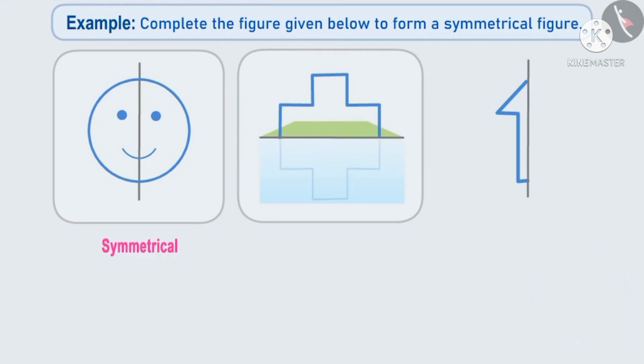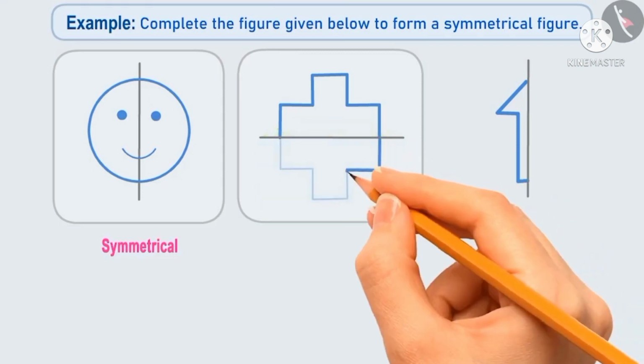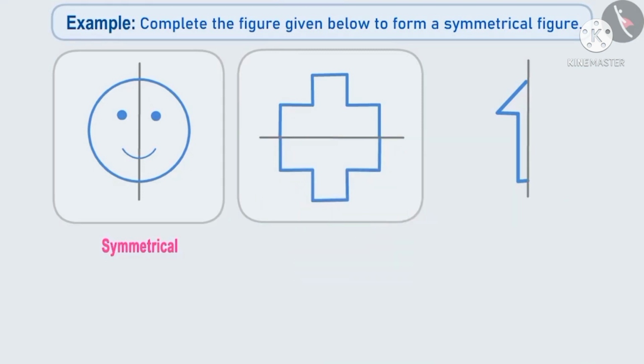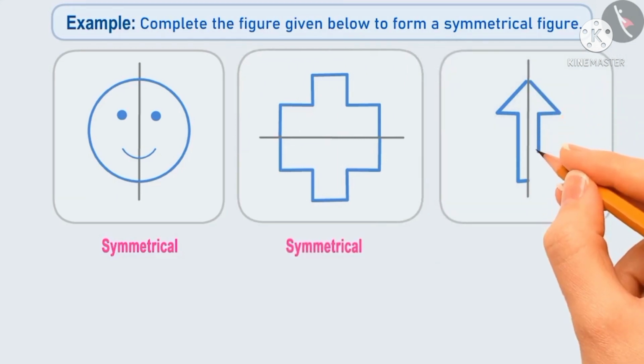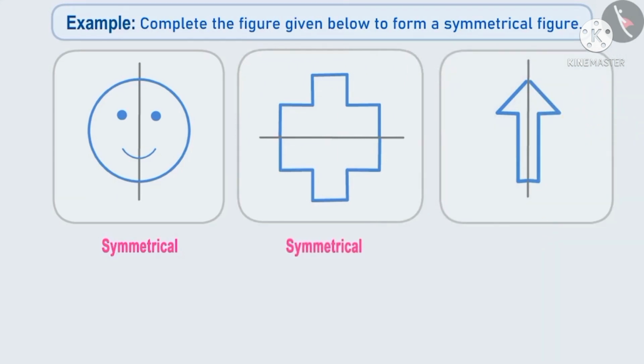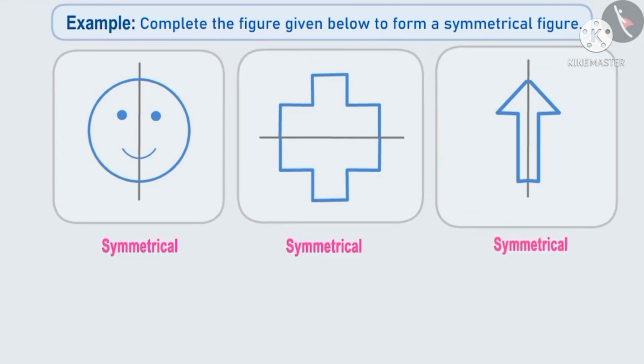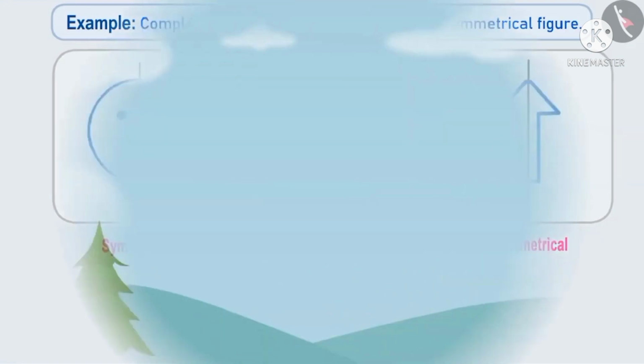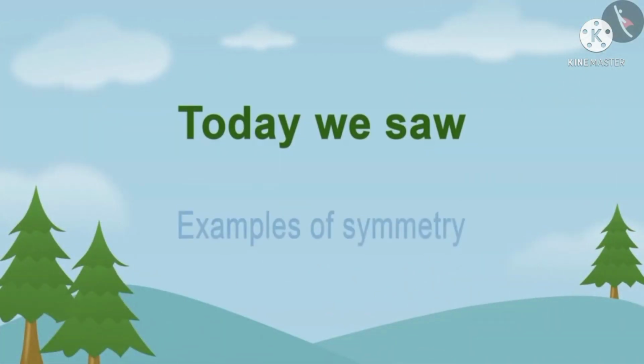Absolutely right. It will look like this. In this way, we can complete the second figure. Similarly, if we complete the third figure, then we will get the shape of an arrow. It is also a symmetrical figure. Today we saw examples of symmetry.